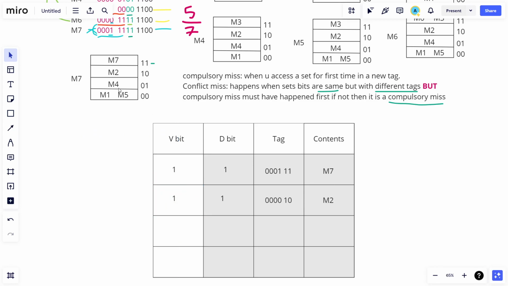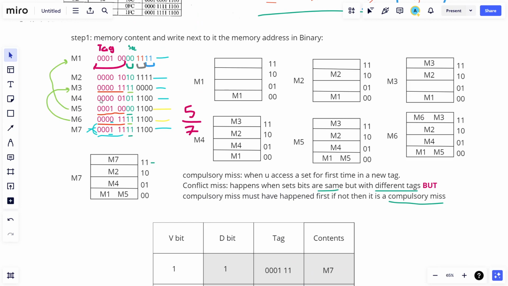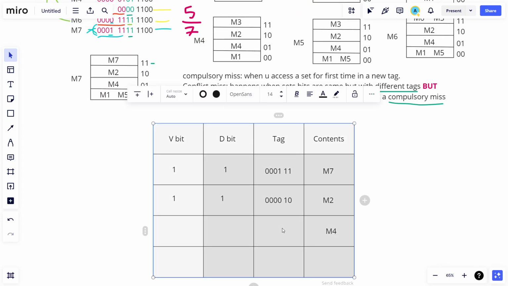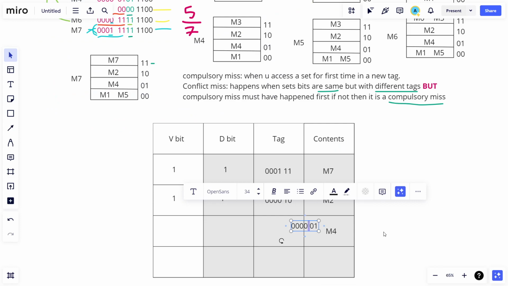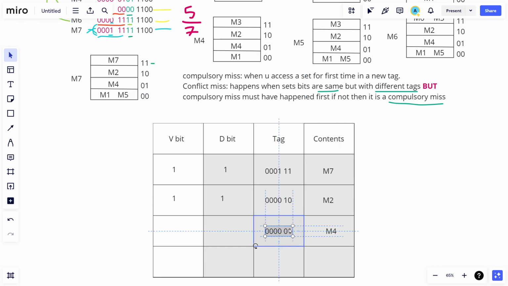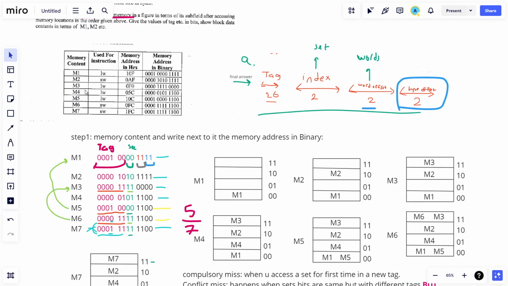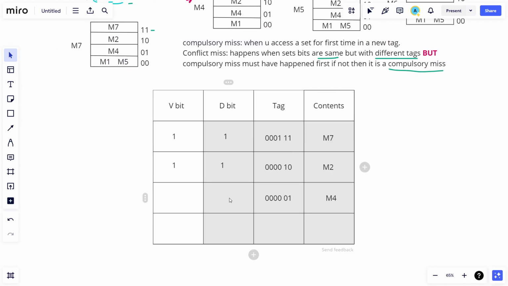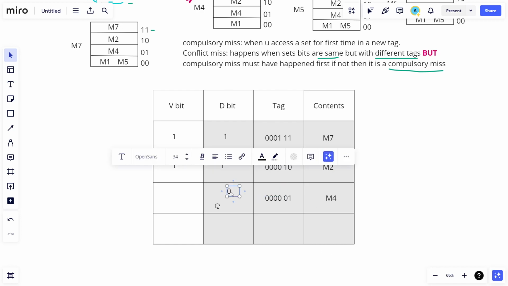It's good, it works. Now, what about M4? We're going to take M4, put it here, take its tag, and copy it, doing the same steps. Nothing is new so far, everything is fine. You can do this, I guess. Now we check the dbit. Is M4 store word? No, it's not store word, it's load word. So basically we're going to write 0 here, because 1 is for store word, 0 is for load word.